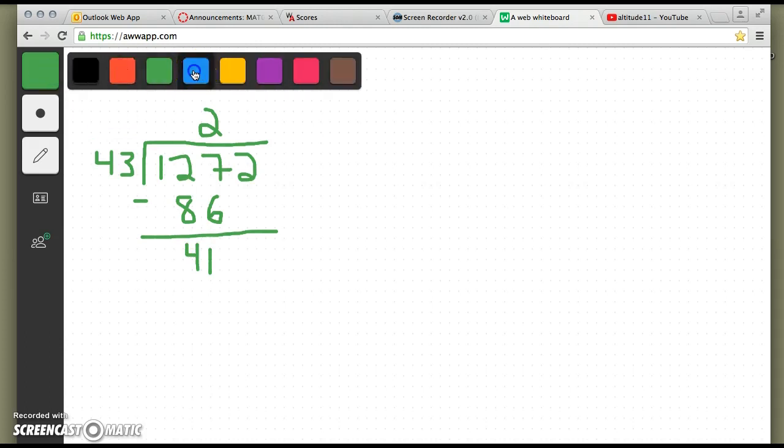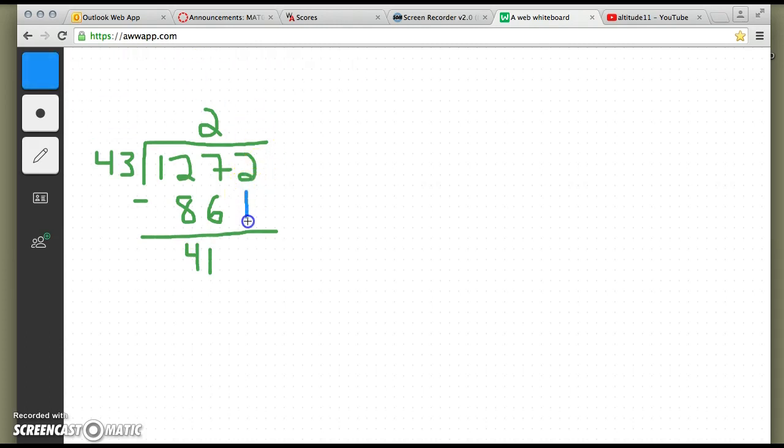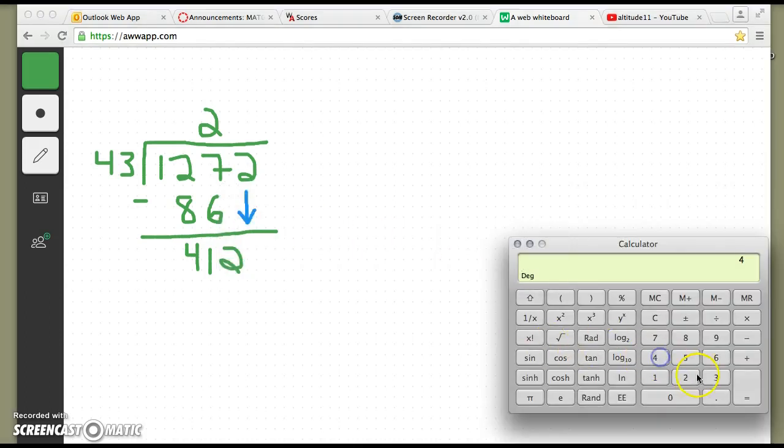So now the next step is that you want to take the next number underneath the division sign, and you want to bring that number down. So in this case, we want to drop down this 2 here. So instead of looking at the number 41, which 43 does not go into, you need to bring down this 2, and now we're looking at 412. 43 will go into 412. Let's figure out how many times. So why don't we see if 43 times 8. Let's see where that gets us to.